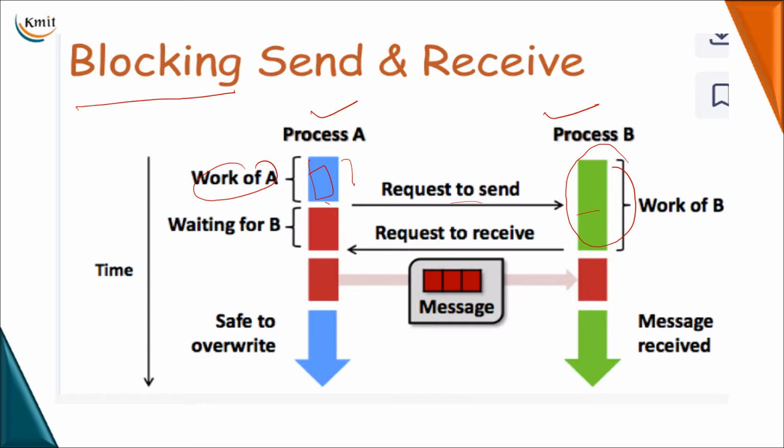Till it gets an acknowledgement, process A will not be doing any work, but will just be waiting for process B. And once process B has completed its work, it sends an acknowledgement saying that you can now send the data. Then A prepares a message, and that message is sent. So this amount of time, process A is simply waiting for process B. So process A is blocked. It is not doing any other work. It cannot continue the work until B says that you can send me the data.